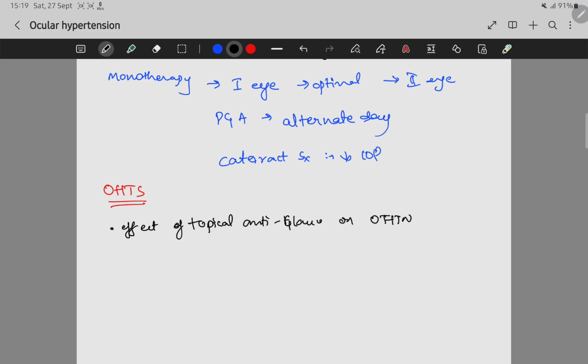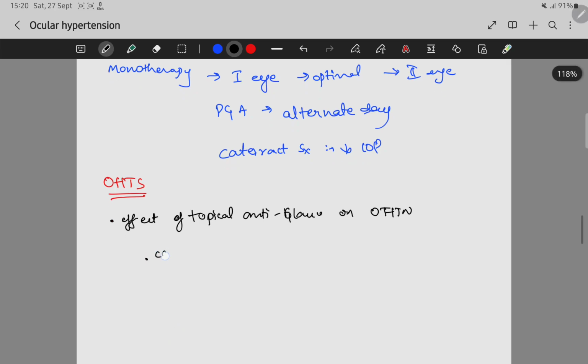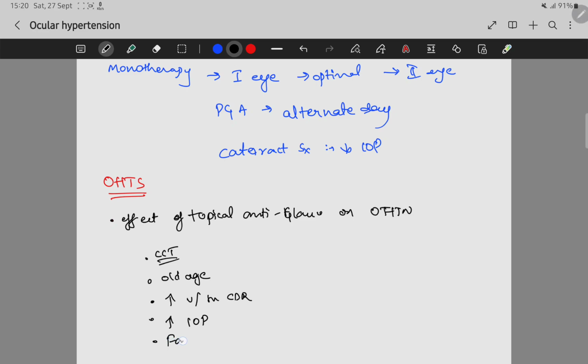So what did they do? They found out that the central corneal thickness was the most important predictor for the development of open angle glaucoma, and the ones who had older age, the ones with more vertical or horizontal cup-disc ratios and higher baseline IOPs were at more risk of developing this glaucoma, and the ones who had family history also had this.